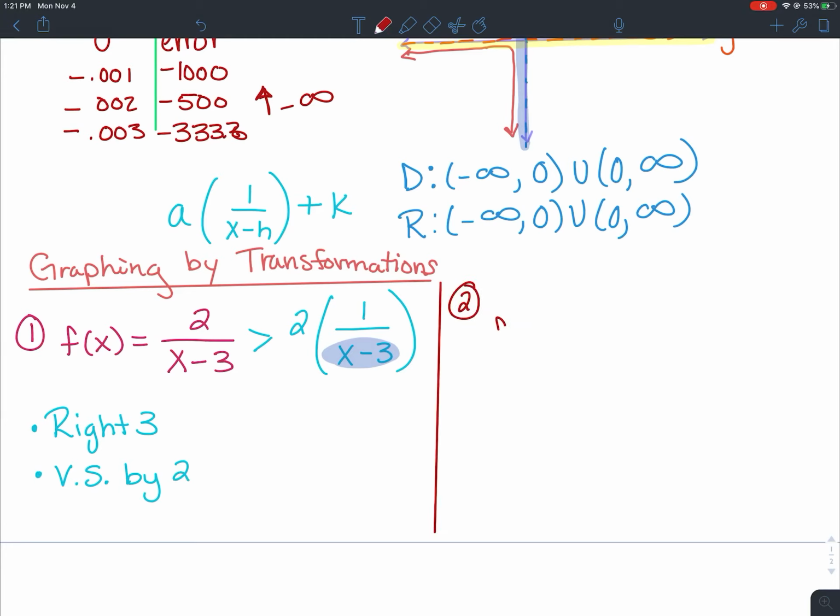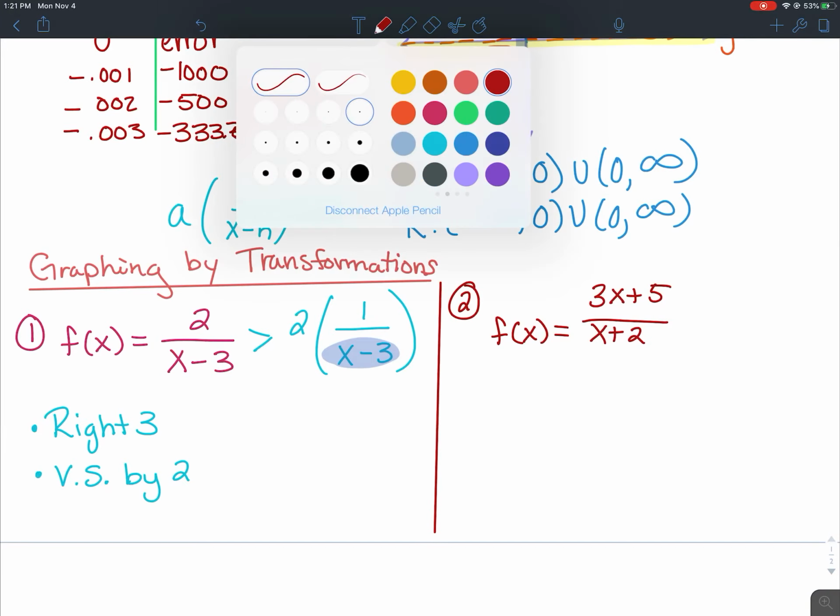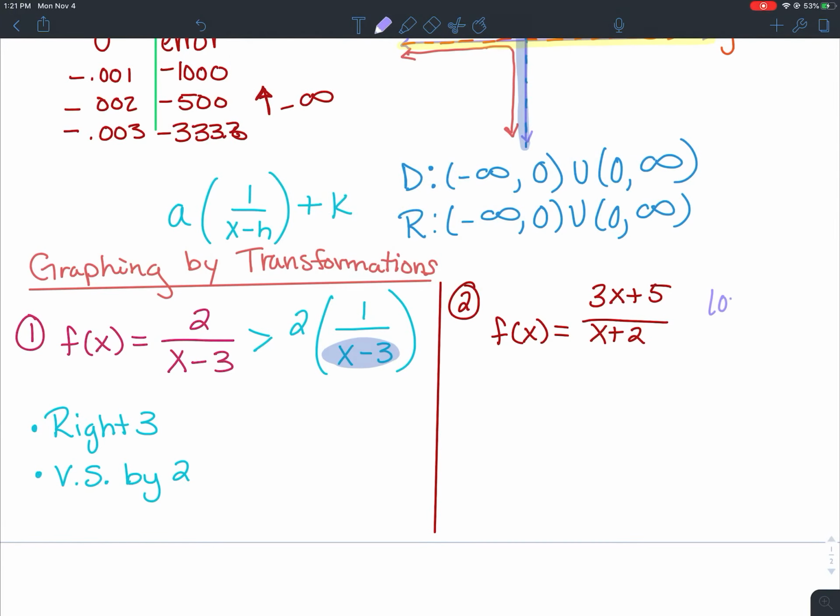The next example is f of x equals 3x plus 5 over x plus 2. All right, this is where it becomes a little tricky. You need to do long division. Why do I need to do long division? Because I need to divide, and that needs to be a 1 on the top. So let's long divide this. We have 3x plus 5 on the inside and x plus 2 on the outside.